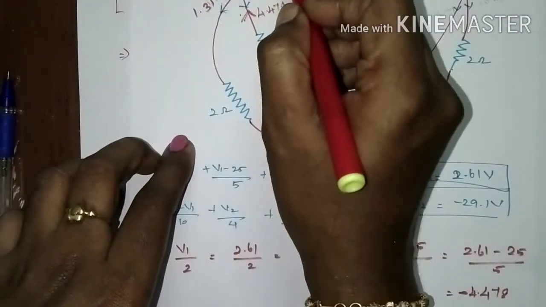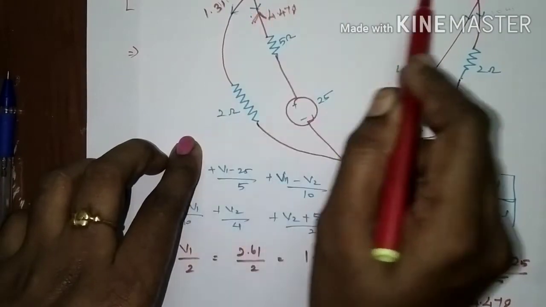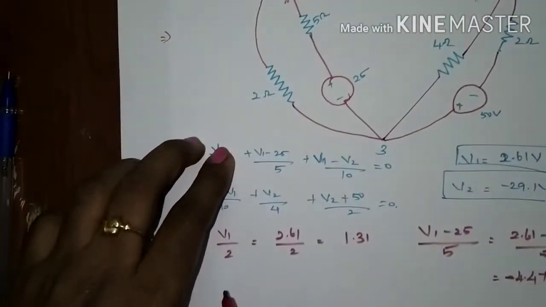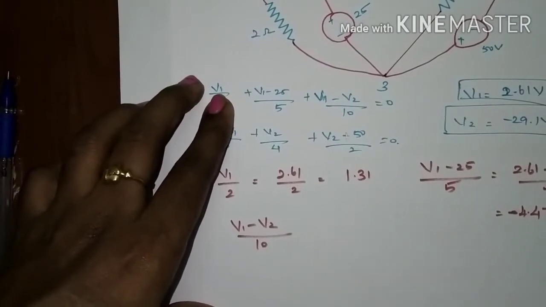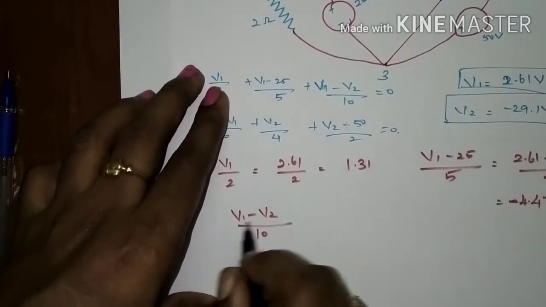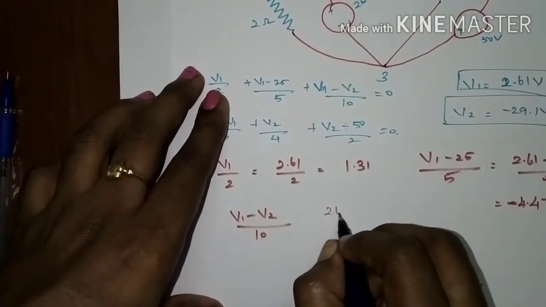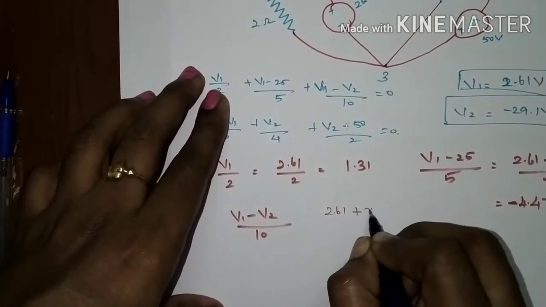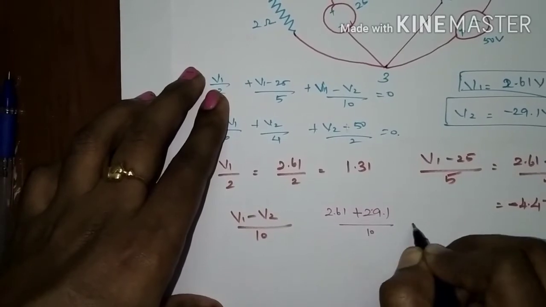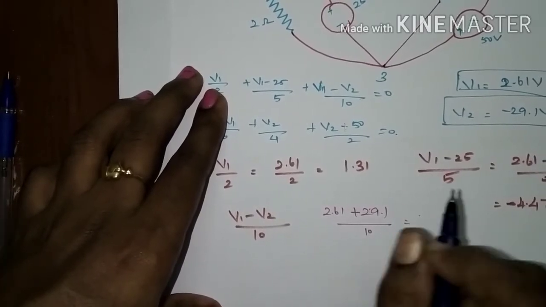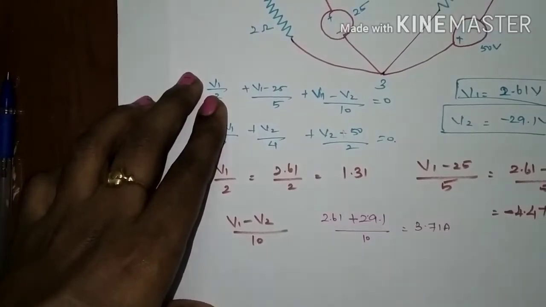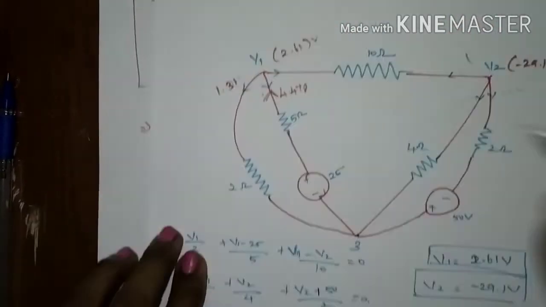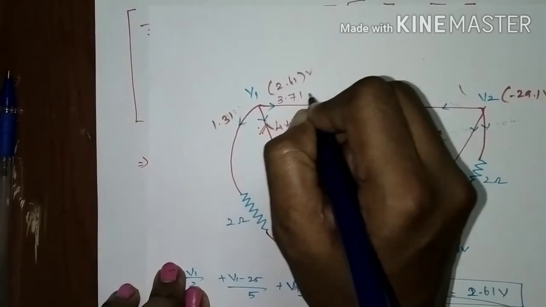And the current in this branch, the common branch, is V1 minus V2 divided by 10. V1 is 2.61 minus of minus 29.1, that is plus 29.1, divided by 10. Your outgoing current is 3.71 ampere. So, it is positive 3.71 ampere.